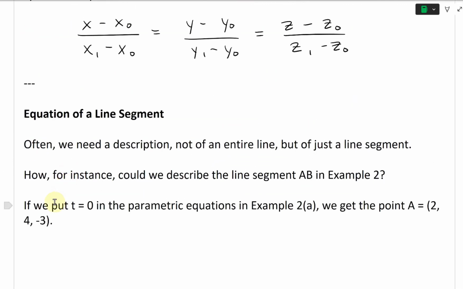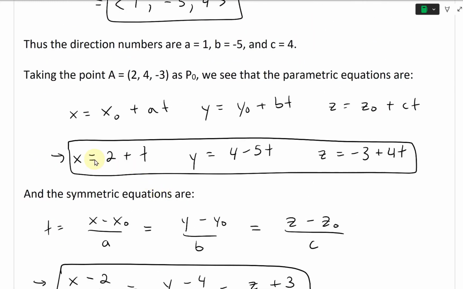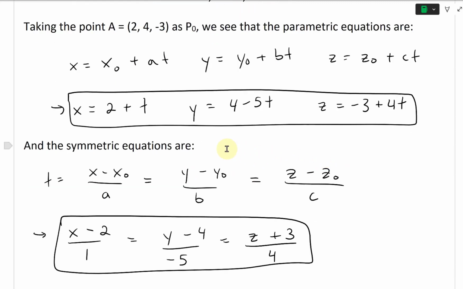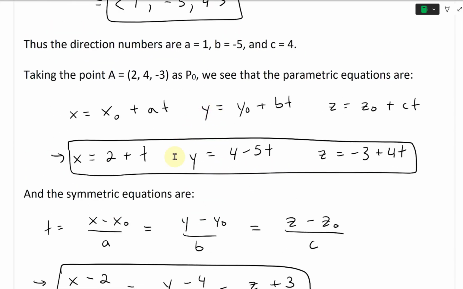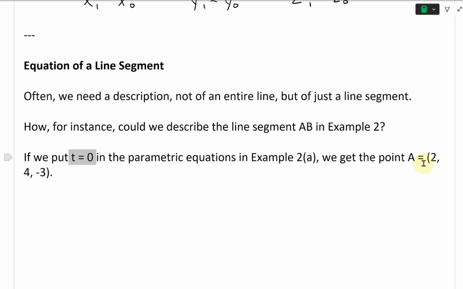All right, so going further, if we put t equals 0 in the parametric equations of example 2a, so those are right here, this parametric equation. If we put 0 here, we're just going to get x naught, then y naught, z naught. And then the next one we could just put 1, and then we're going to get actually interesting results. So let's take a look right here. If we put it in, we get the point 2, 4, negative 3, that's just point A, and you could see that.